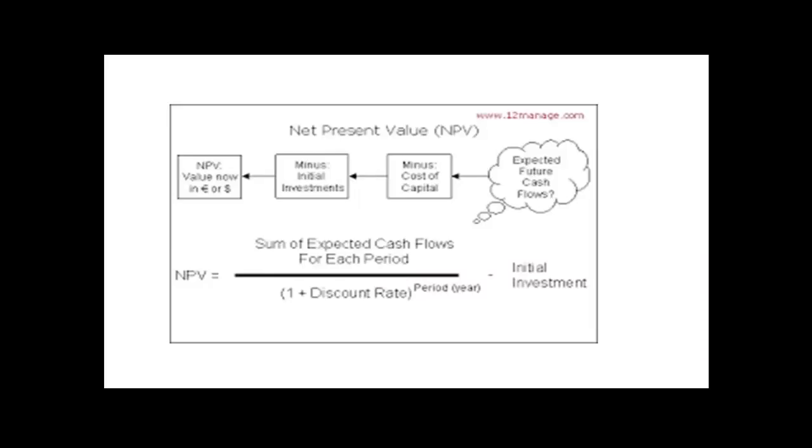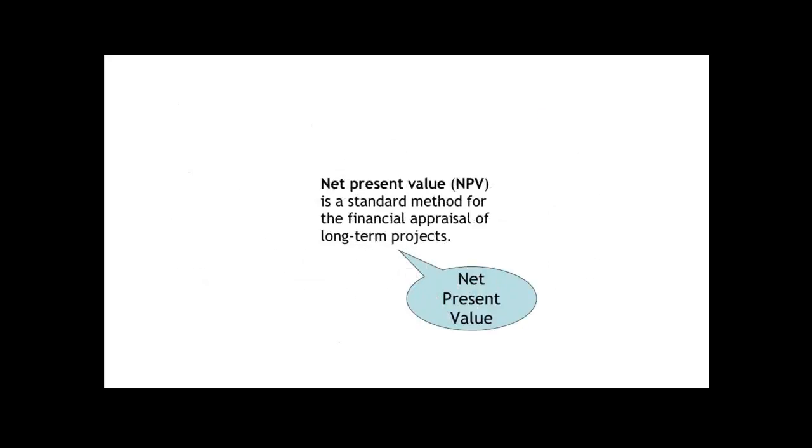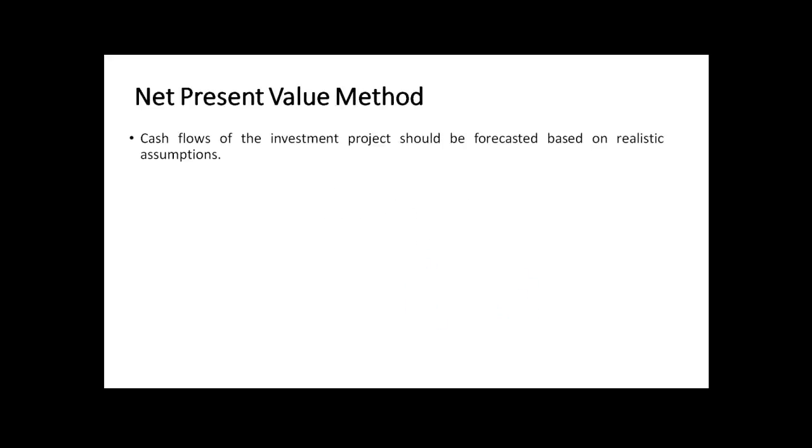We are coming to the first part, which is called net present value. Whenever we come to the term net present value, the word net will always show you that it is the difference of something. So what does that something mean to us?